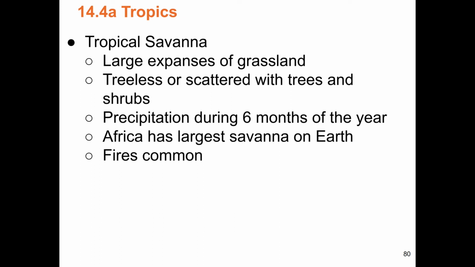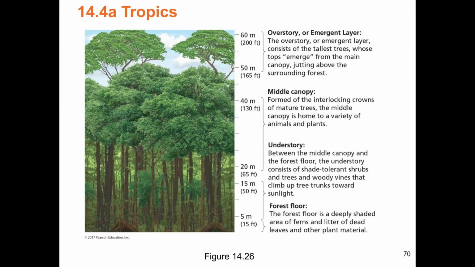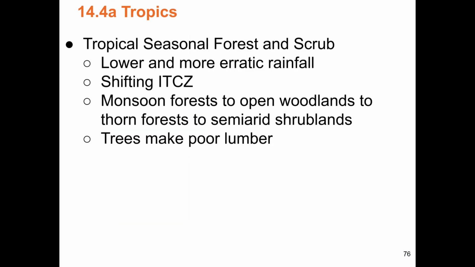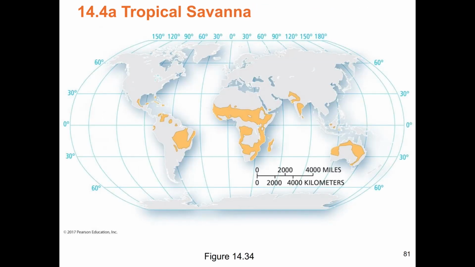Tropical savanna, large expanses of grassland. We're talking about savanna. Now we're talking Lion King, more grass, less tree. It's going from tropical rainforest to the drier tropical seasonal forest and scrub. So it's a forest, so there's enough rain year round to have a forest, but it's not a tropical rainforest. On the other hand, there's way more rain than if we were in a tropical savanna.